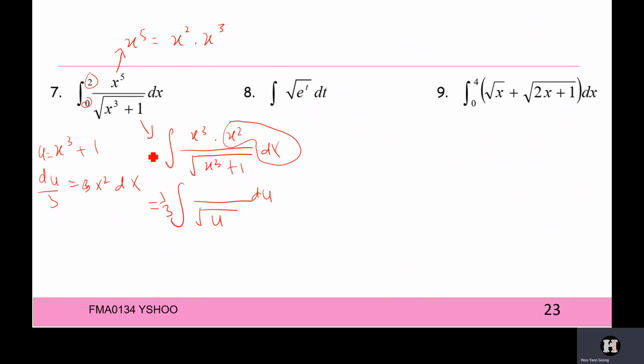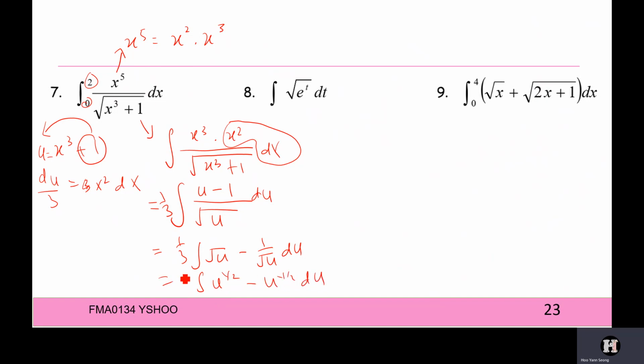Then you ask, so how about x cubed? You look at your u, which is x cubed plus 1, so shift the plus 1 to the other side, and you are going to have u minus 1. So now simplify: 1 over 3, integrate u minus 1 over square root u du, or actually this one is u to the half minus u to the minus half du, equals to 1 over 3. Then this is 3 over 2, so please make sure it is 2 over 3, then change your u back into x cubed plus 1.